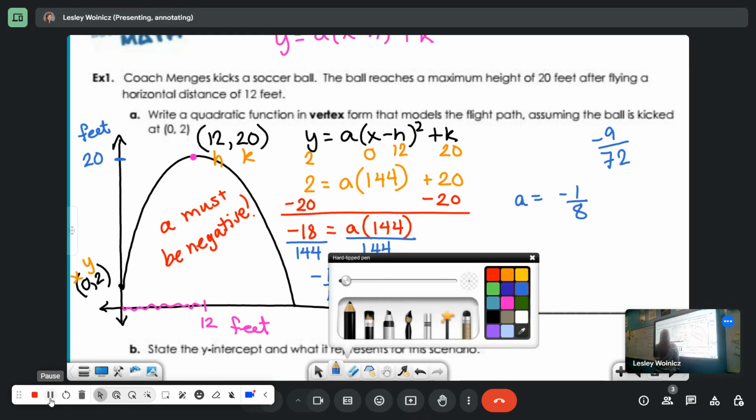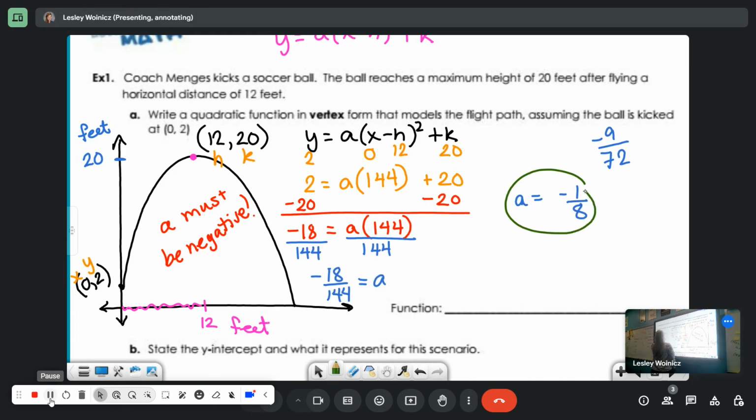So we now have a. We know what h and k are. Can you write me an equation in vertex form? Okay, go ahead. See if you can do it. Person next to you. Okay, how did you do?